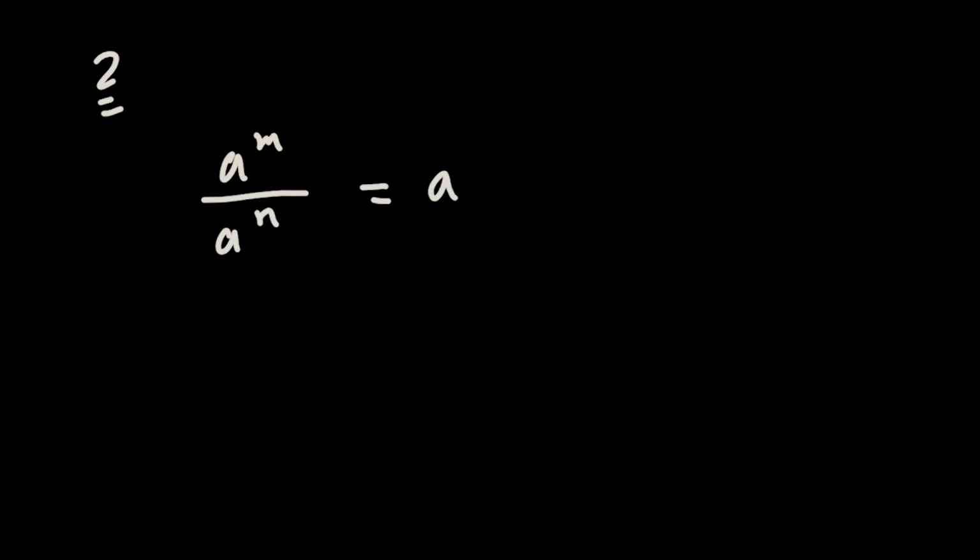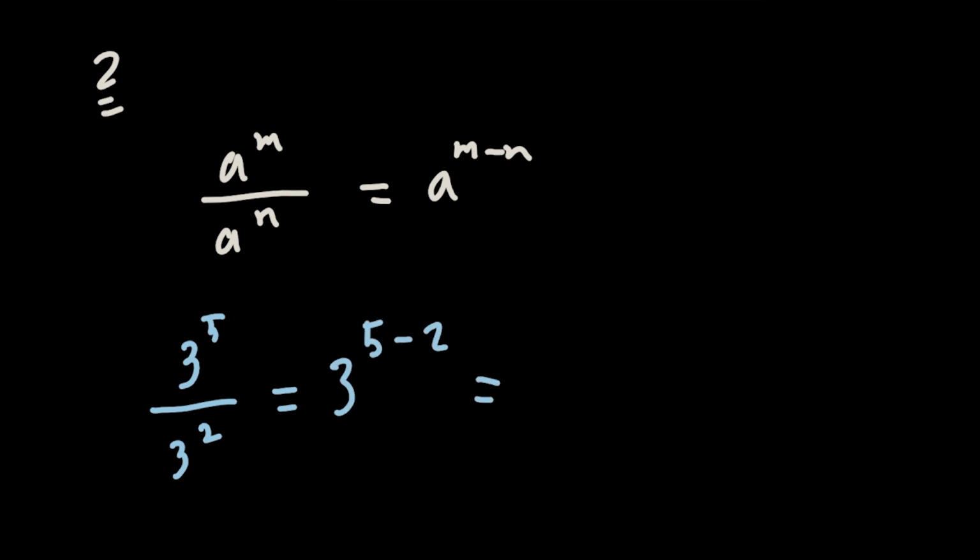Let's see property number 2. Property number 2 says if we have a to the power m over a to the power n, that would equal a to the power m minus n. Let's see an example. If we have 3 to the power 5 over 3 to the power 2, that would equal 3 to the power 5 minus 2, and that would equal 3 to the power 3. So notice that in multiplication we will sum the powers, but in division we will subtract the powers.